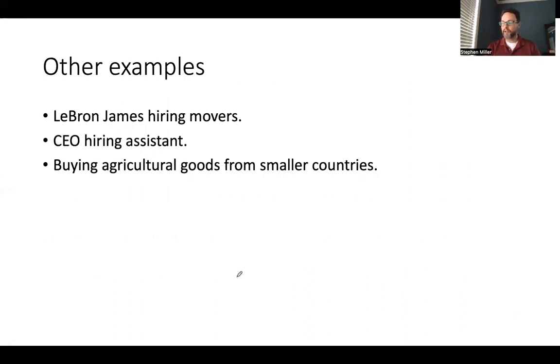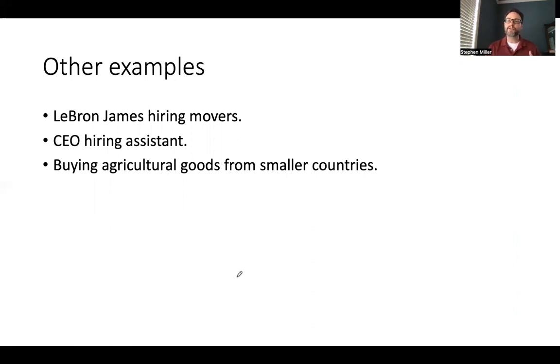So let's talk about some other types of examples of comparative advantage. So LeBron James is a big guy. He's a strong guy. He can probably move a refrigerator by himself. All right. It still makes sense that when he moves, he would hire movers. They may not be as big and strong as he is. They may not be as fit as he is, but it still makes sense for him to hire movers.